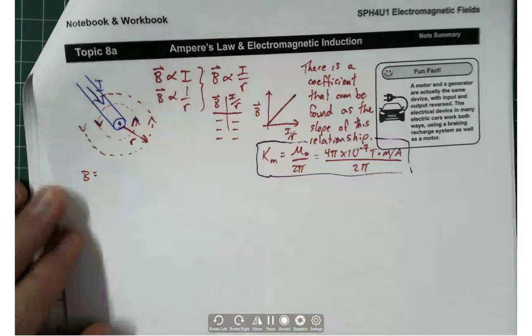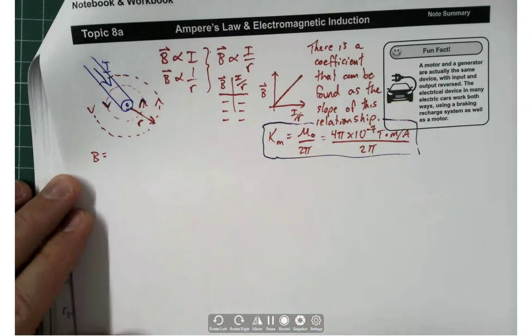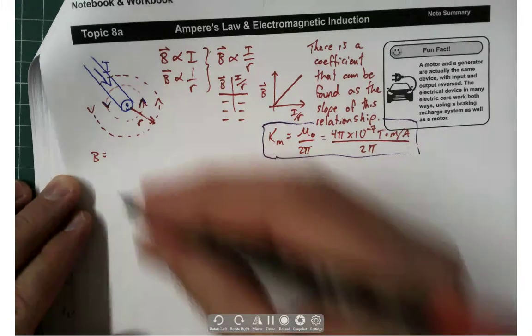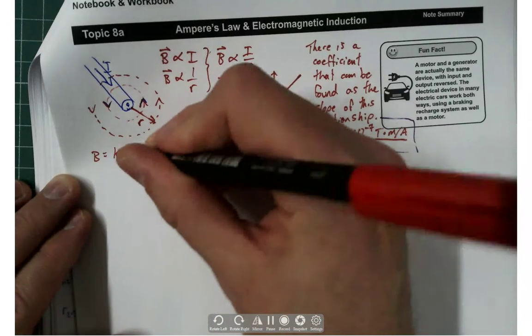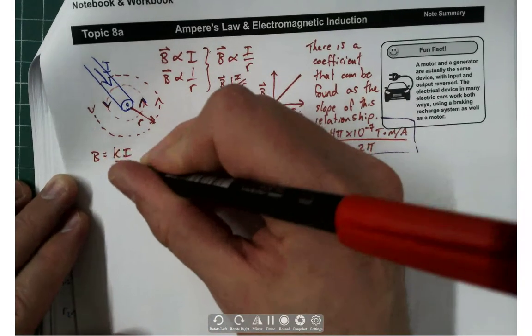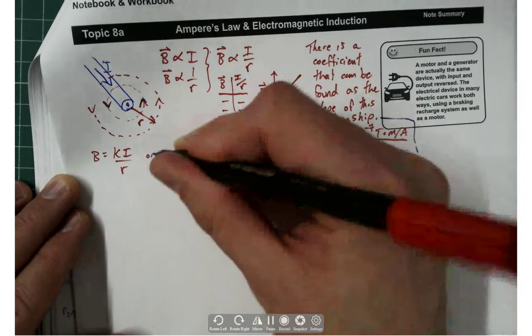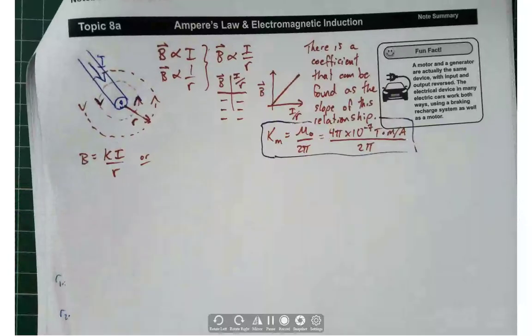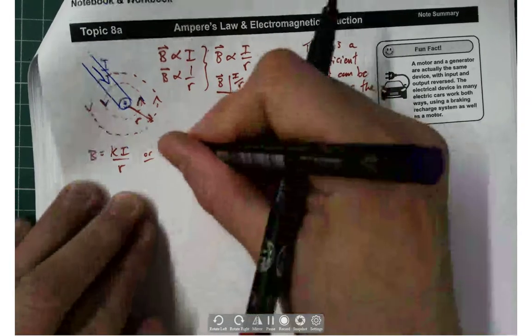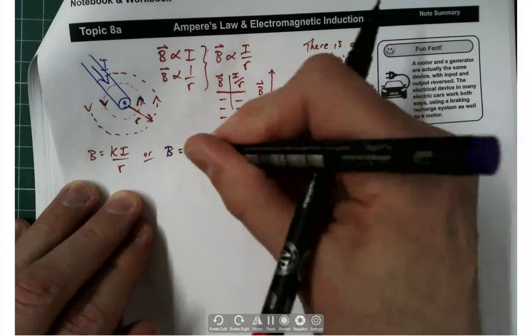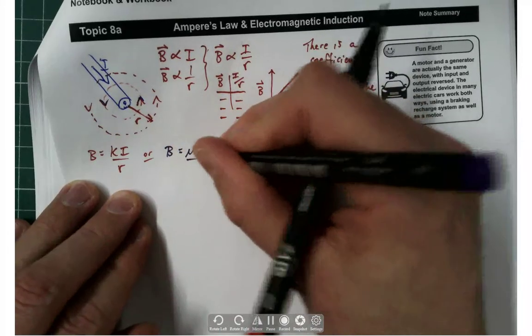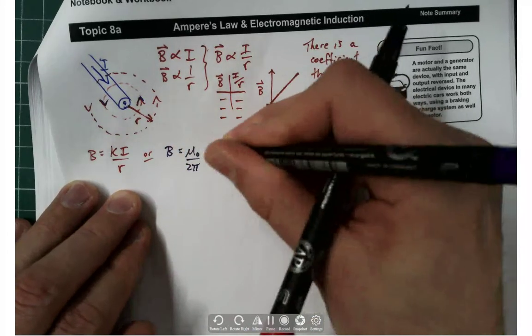That means that what we said before, magnetic field was proportional to I over R, we got to complete that as an equation now. That means the magnetic field is equal to K I over R, where that K is the K sub M that we wrote before. Or, depending on our mood and the day of the week and what we know, we might say magnetic field is equal to mu naught over 2 pi times I over R.